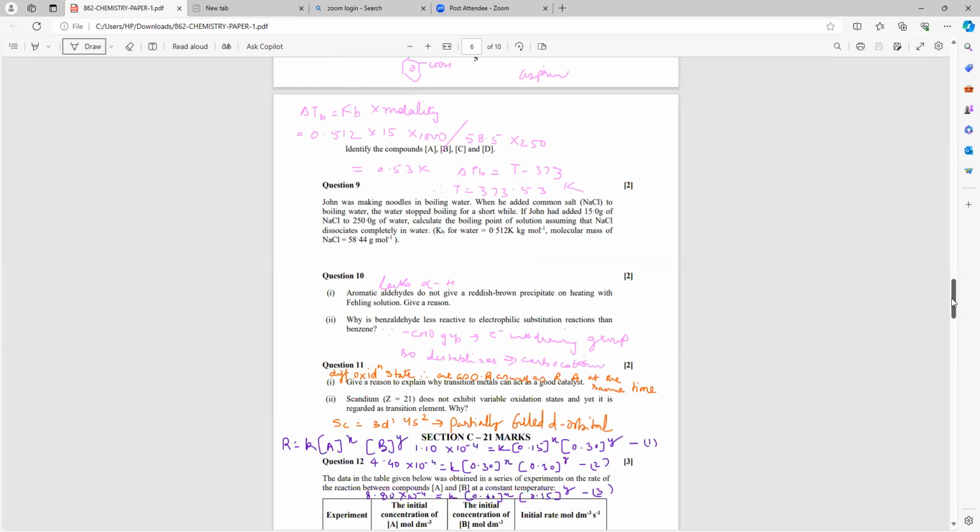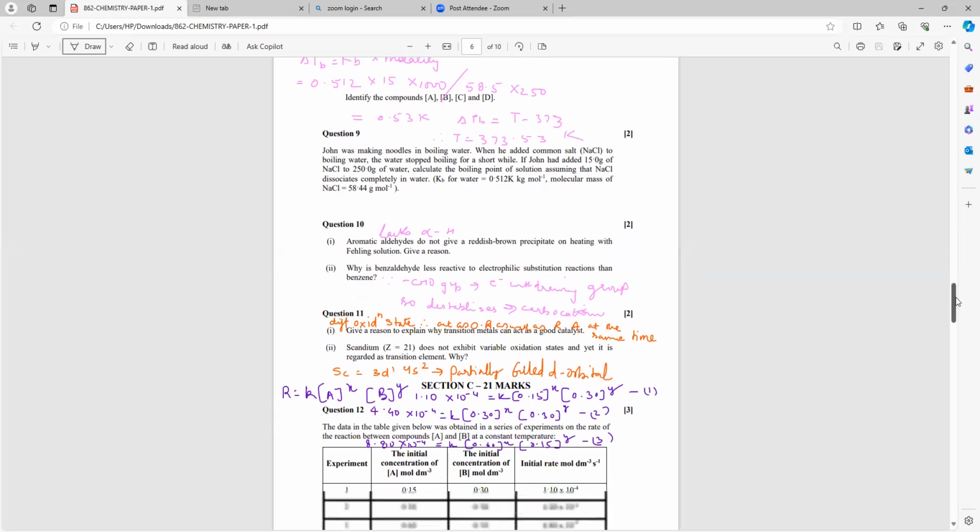Question number 10. Aromatic aldehydes do not give a reddish brown precipitate because they lack alpha hydrogen. Why is benzaldehyde less reactive? Because the aldehyde group is an electron withdrawing group, so it destabilizes the carbocation. Hence, benzaldehyde becomes less reactive to electrophilic substitution reactions than benzene.